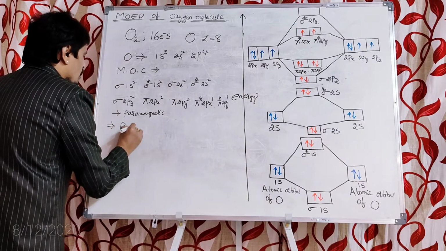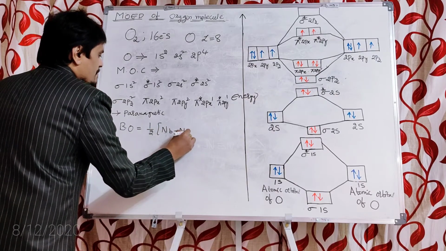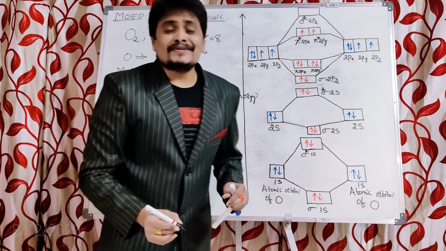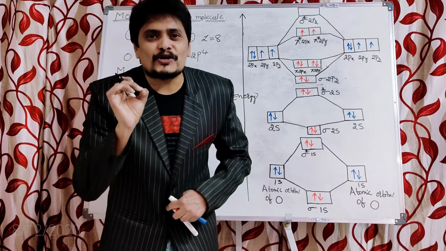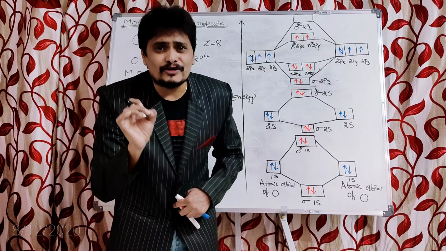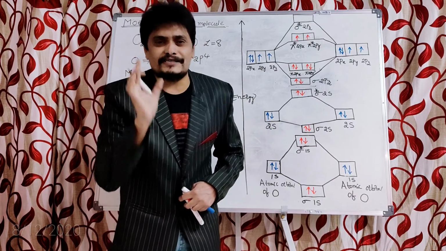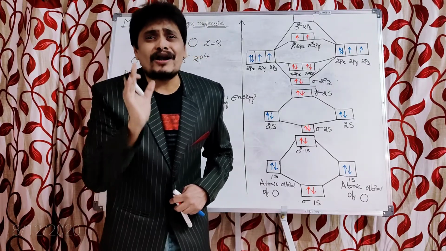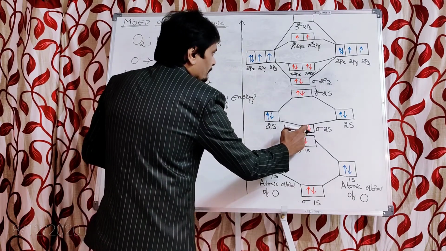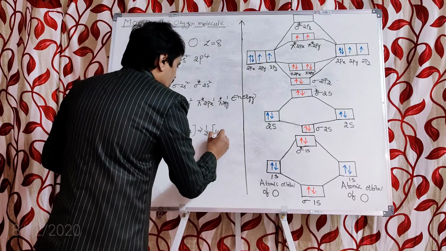So, bond order, what is the formula? Bond order equals 1/2 (Nb minus Na). Nb means the number of electrons present in bonding molecular orbitals, and Na is the number of electrons present in anti-bonding molecular orbitals. I already explained that during the molecular orbital theory postulates. Now let us count the number of electrons in bonding molecular orbitals. 2, 4, 6, 8, 10. So in total, 10 electrons in bonding molecular orbitals.